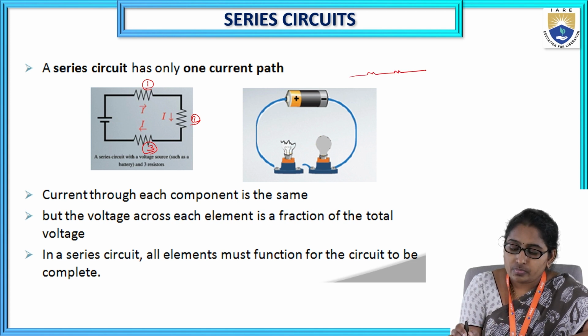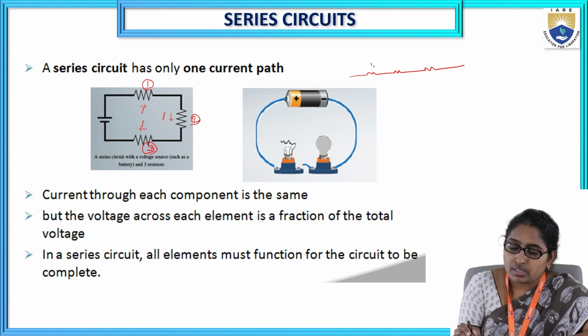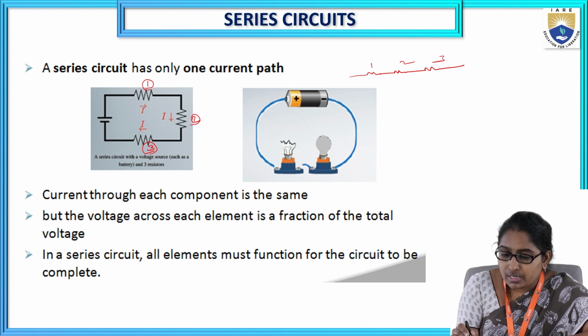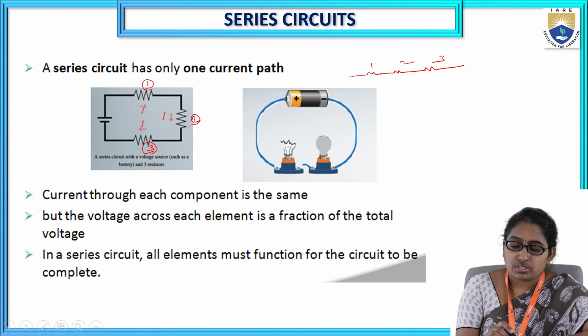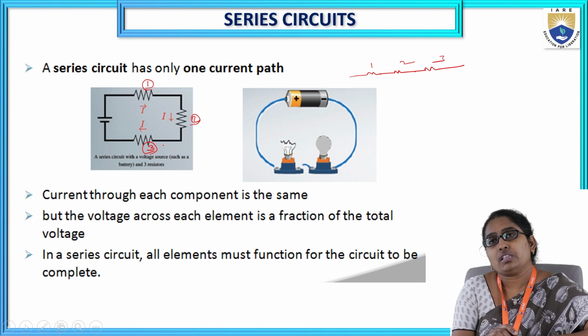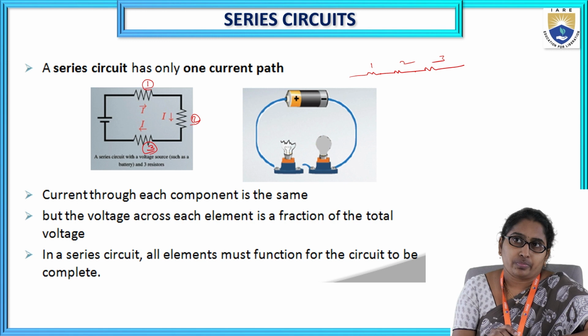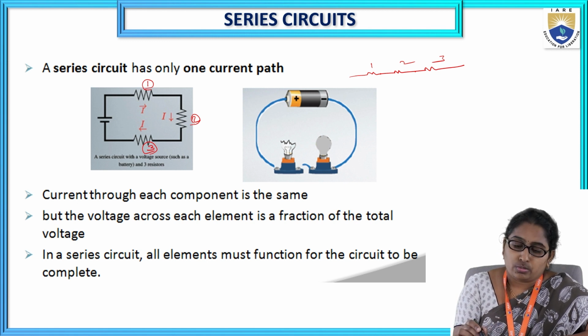In series, this is the first element, second, third. If the second terminal of the first element is connected to the first terminal of the second element, and the second terminal of the second element is connected to the first terminal of the third element, and so on. Here we just mention a 3-element series connection. So the point is, in a series circuit, the current flowing through each component is the same.